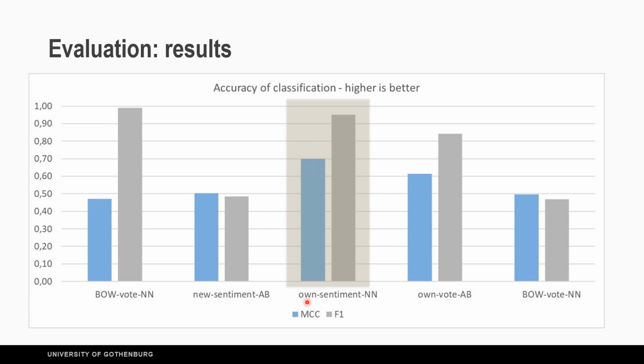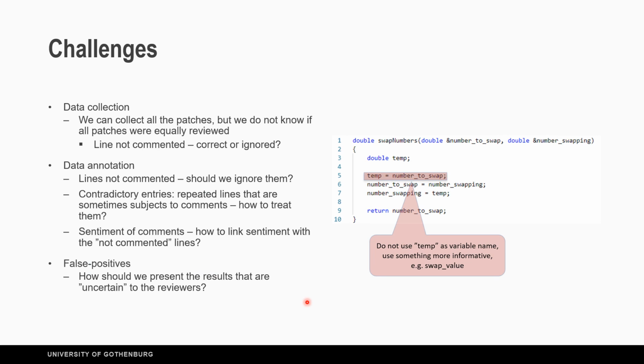However, we also discovered a number of challenges. One of the challenges is the data collection itself. In this example, we extract the information about the lines of code that are commented, but how about the lines that are not commented? Should they be ignored, which we do today, or should we use those lines of code and treat them as code that basically is good enough?